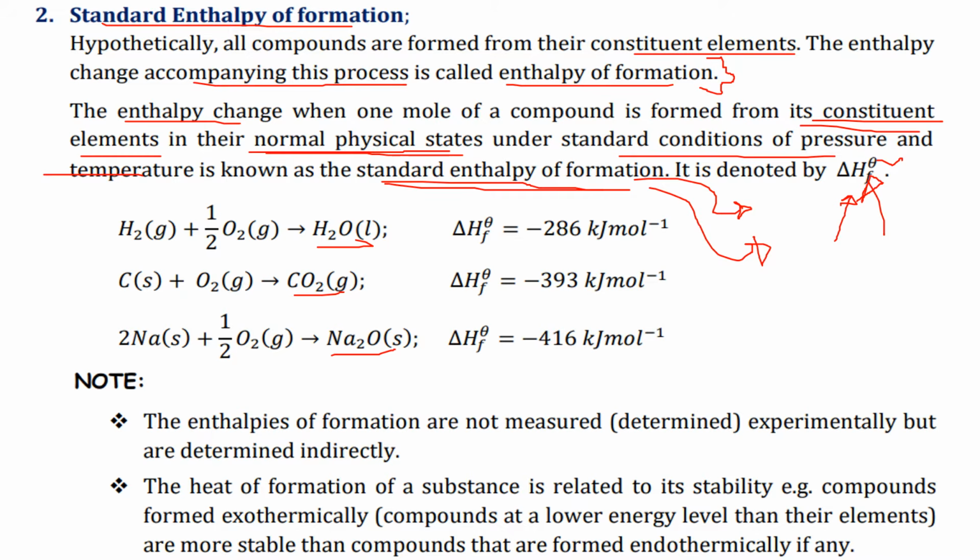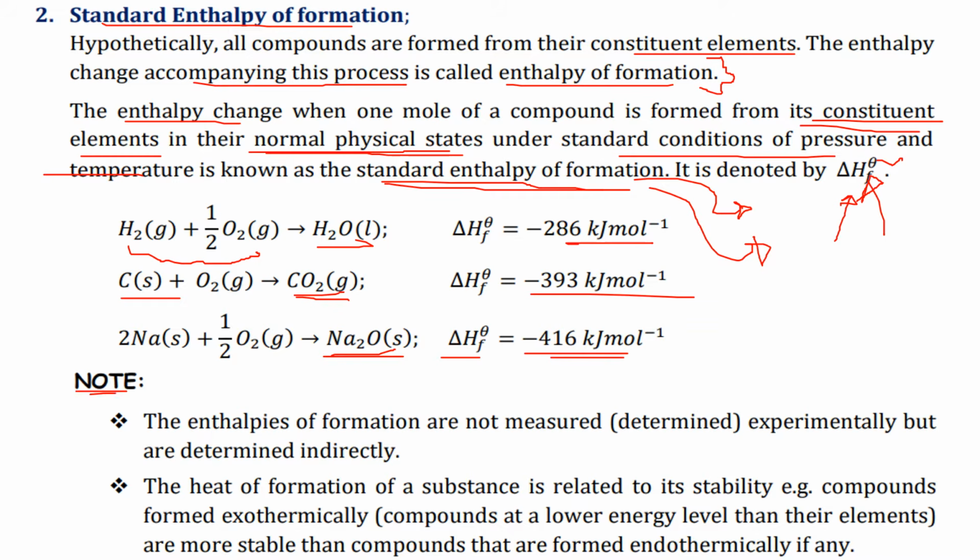They just exist in nature. So if you burn hydrogen in oxygen, you're going to have your standard enthalpy of formation of water to be negative 286 kilojoules per mole. And if you burn carbon in oxygen, the standard enthalpy of formation of carbon dioxide is going to be negative 393 kilojoules per mole. And if you burn sodium in oxygen or in limited oxygen, you're going to get sodium oxide. And the standard enthalpy of formation for sodium oxide is going to be negative 416 kilojoules per mole.